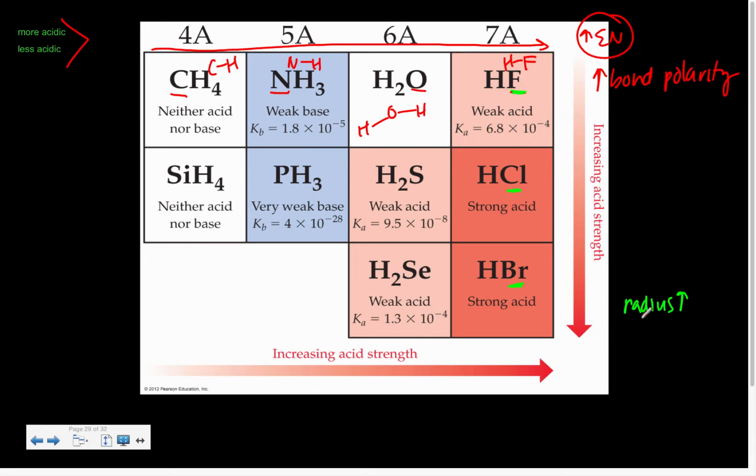As radius increases, thinking back to Coulomb's law, by default the attraction between these two diminishes a little bit. As the radius increases, the attraction between these two decreases to some extent, meaning as we go down, there is a decreased bond strength.